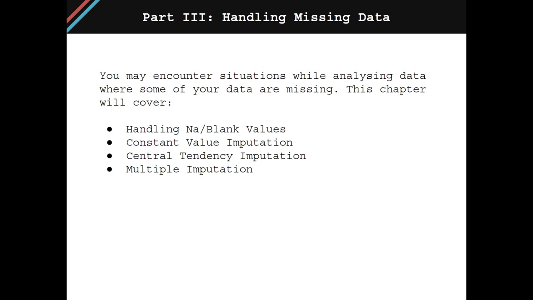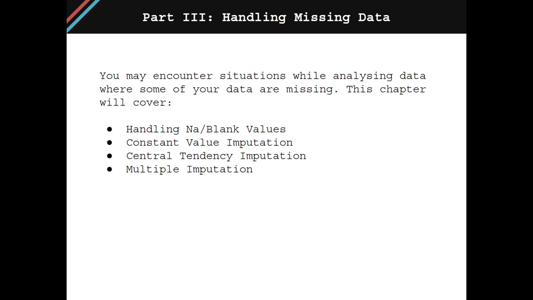You may encounter situations while analyzing data where some of your data are missing. This chapter will cover best practices in regards to handling these situations, as well as the technical details on how to remedy the data. Missing data will often be represented by either NA or just a blank value in R.